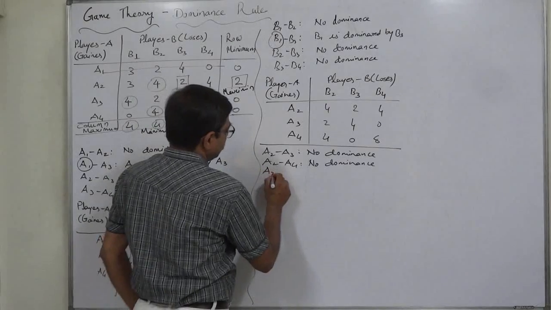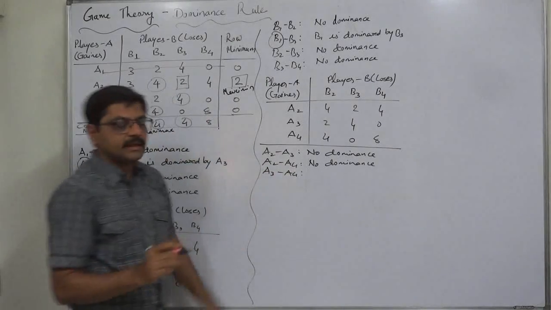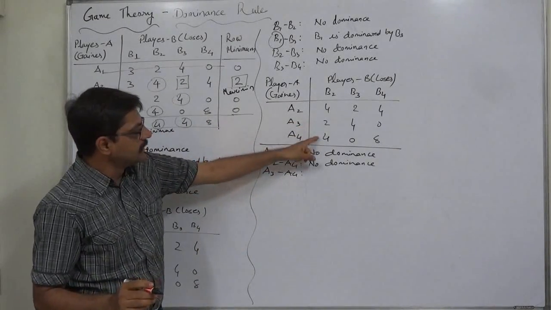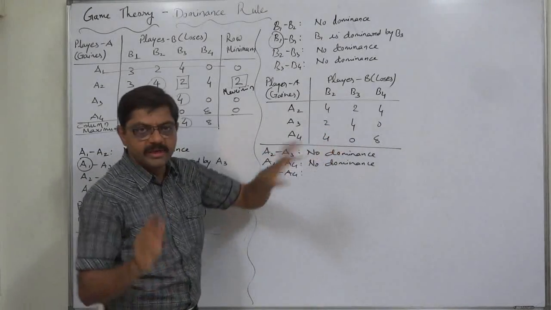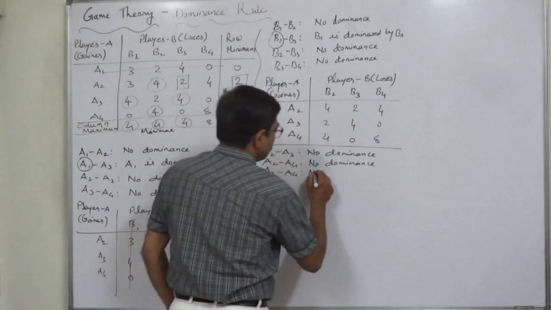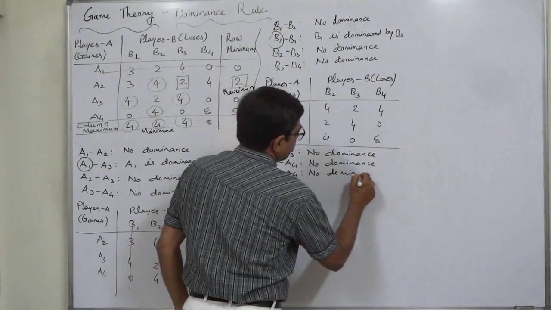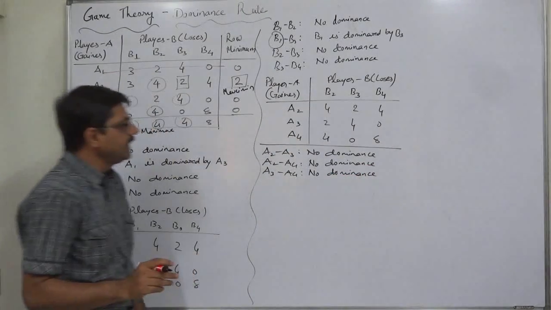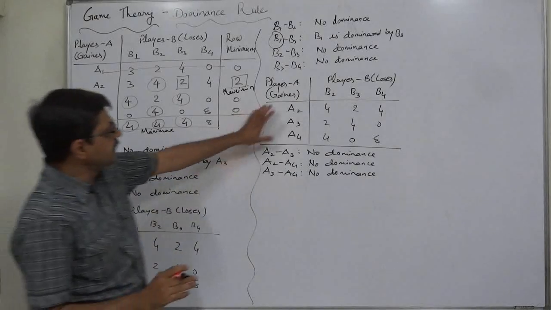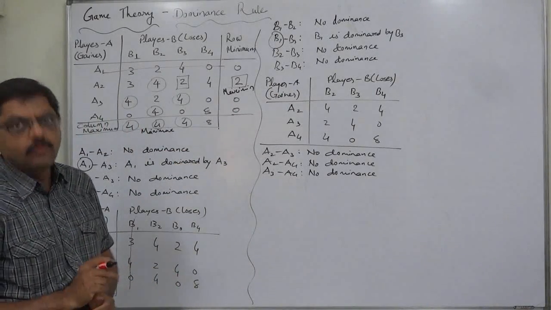A3 and A4. A3 dominates in one case, but A4 dominates in the other, so no continuous dominance. Now what? In this situation, we cannot delete any of the rows or any of the strategies of A, the gainer. Then what to do?